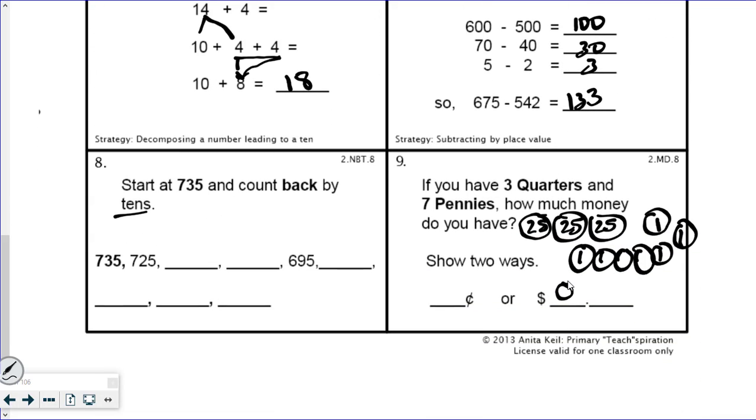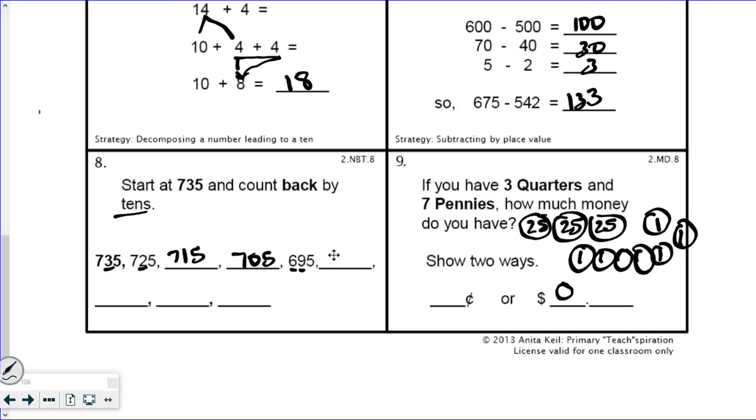Number 8, start at 735, count back by 10. So we're changing this digit right here. So 735, 725, 715, 705. Now we're going to be less than 700, right? Because we have to take away 5. So we end up at 6 or 10. So now we ended up at 695 because we had to regroup.